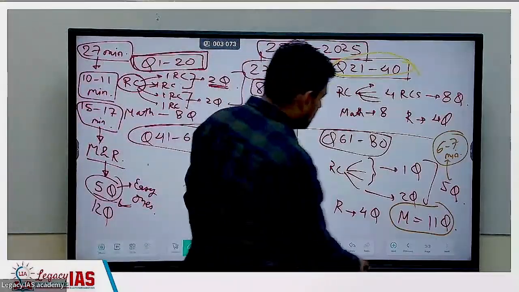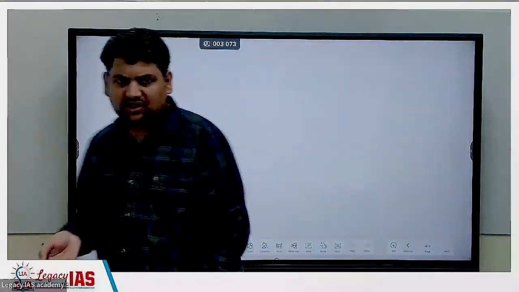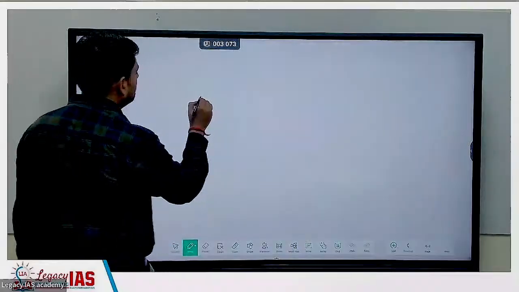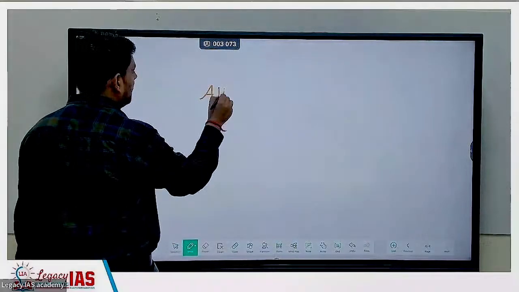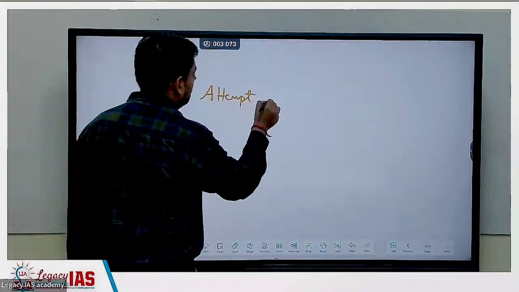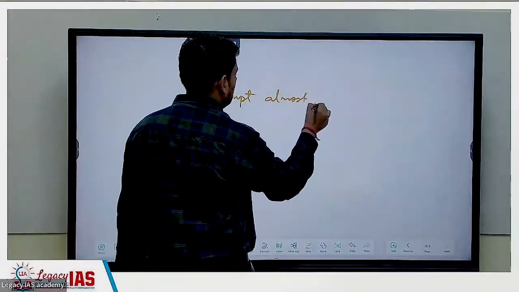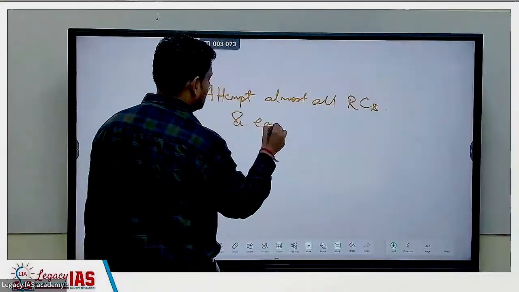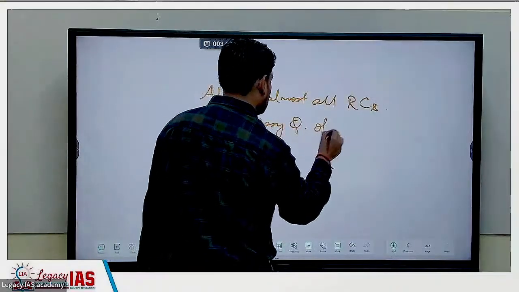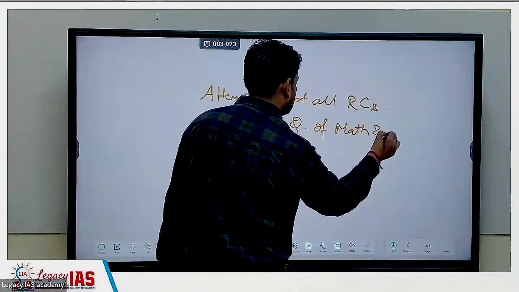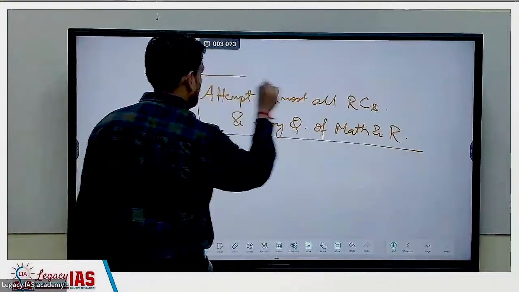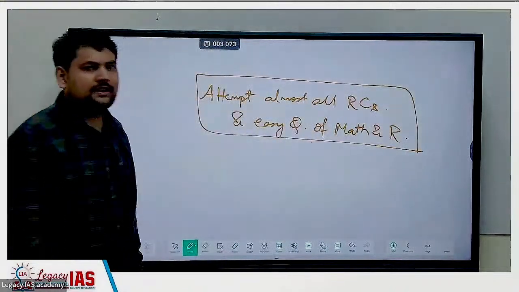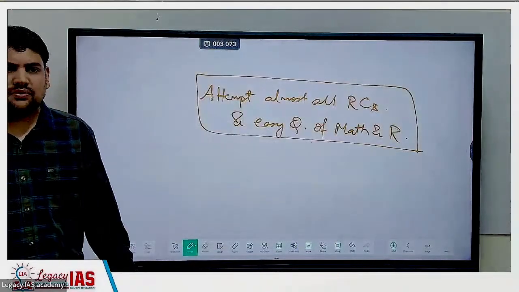Okay. So a one line gist of this strategy is I want you to attempt almost all RCs and easy questions of math and reasoning. This is a strategy that works for most people.